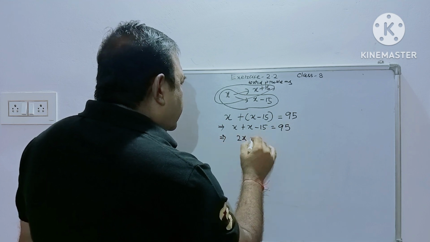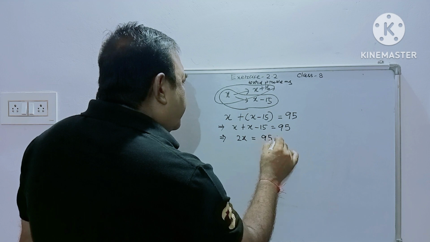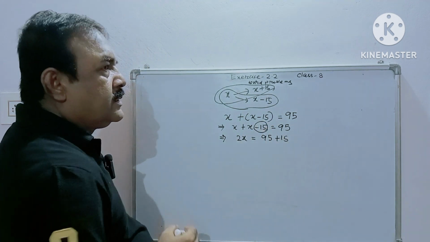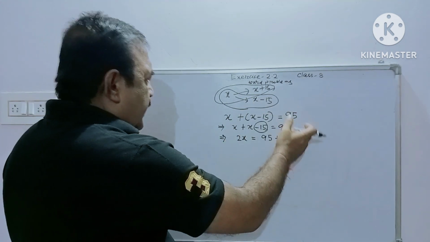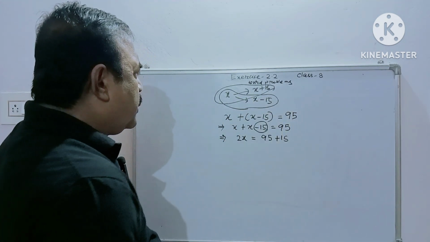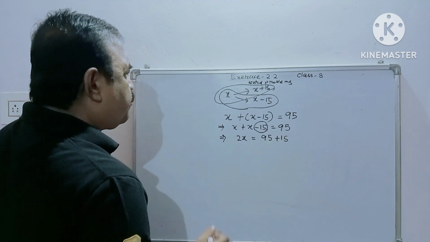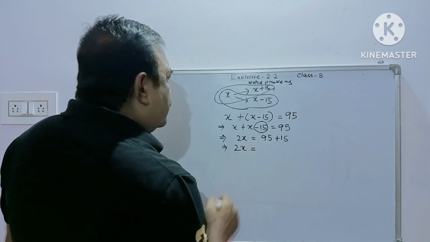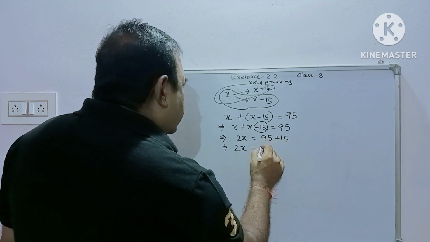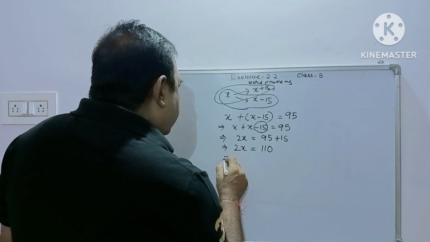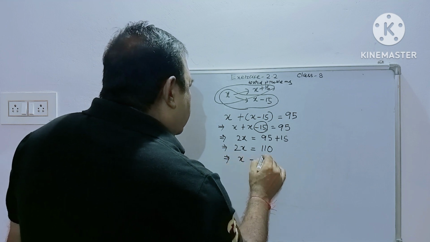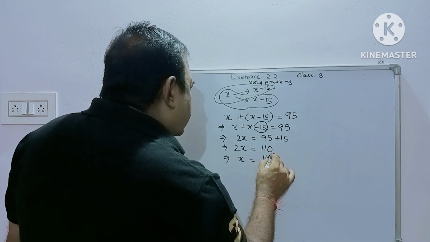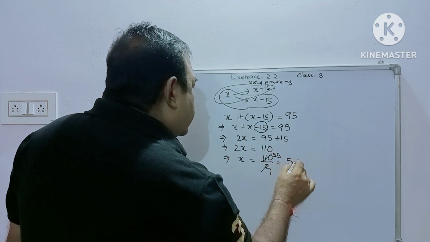2x is equal to 95 plus 15, because minus 15, when it goes to the right hand side, it will be transposed, it will be plus 15. That implies 2x is equal to, you just add, this will be 110. That implies x is equal to 110 divided by 2. So this is 55. So x is equal to 55.